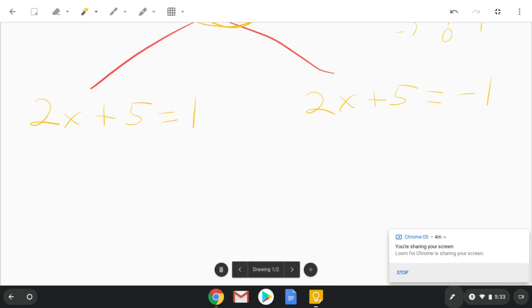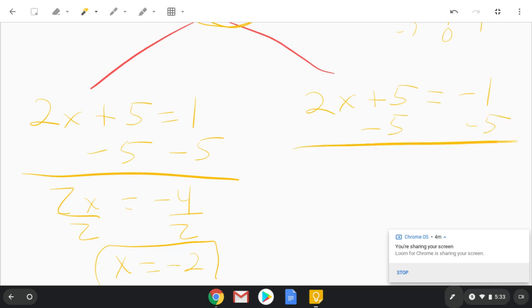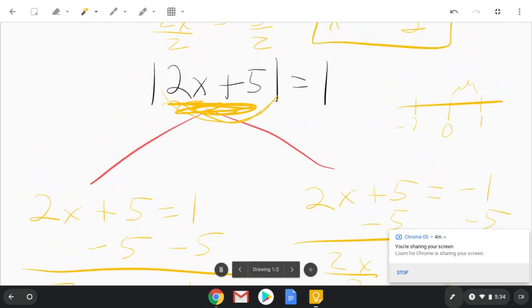If we're solving this, we'll subtract 5 from both sides. That'll give us 2x equals -4. Then we'll divide by 2, and that'll give us x equals -2. In this situation, we'll do the same steps. We'll subtract 5. That'll give us 2x equals -6. And we'll divide by 2. This will give us x equals -3. So these are our two solutions for that equation, and both of them will work.